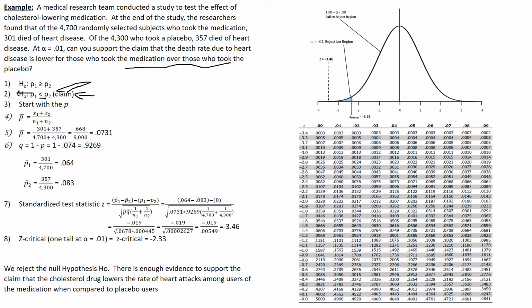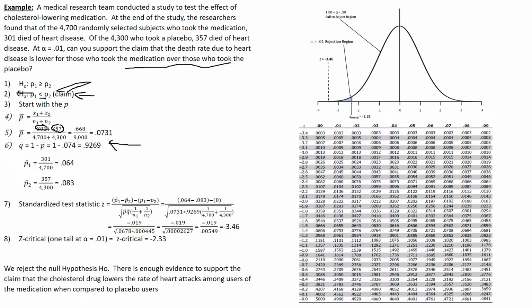I've got my numbers here. I have to find my P bar, my pooled proportion. 301 died who were taking the drug, 357 died who were taking the placebo, and that's over 4,700 plus 4,300 for the total size of the groups. 301 plus 357 is 658. Divide by 9,000 for the size of the groups. 668 over 9,000 is 0.0731. And then my Q bar is 1 minus 0.0731, which is 0.9269.